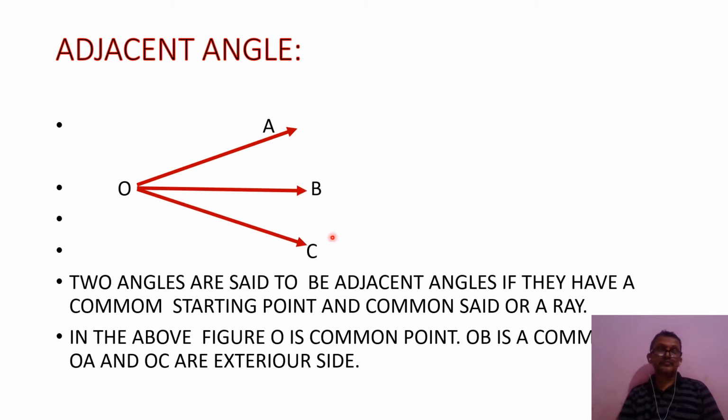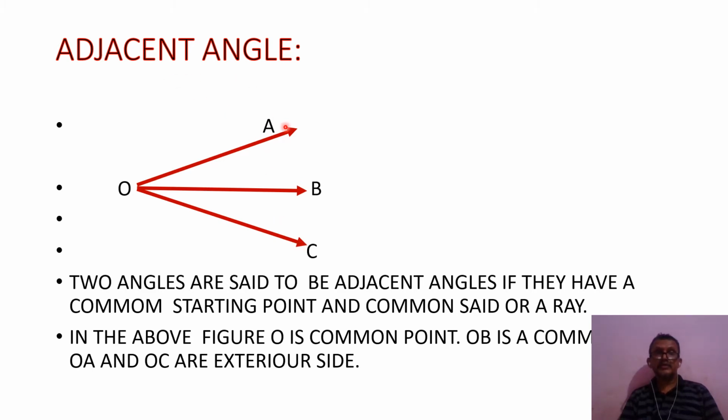Here is a figure: OA, OB, OC. Here these two are said to be adjacent angles because these two angles have a common point and a common side. This is called the common side. Here OB is the common side. OA and OC are the exterior sides, and angle AOB and angle BOC are adjacent angles.